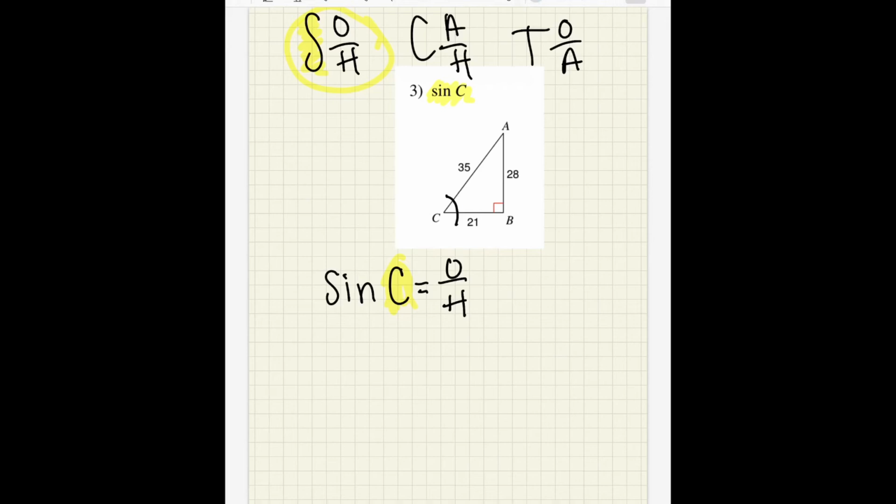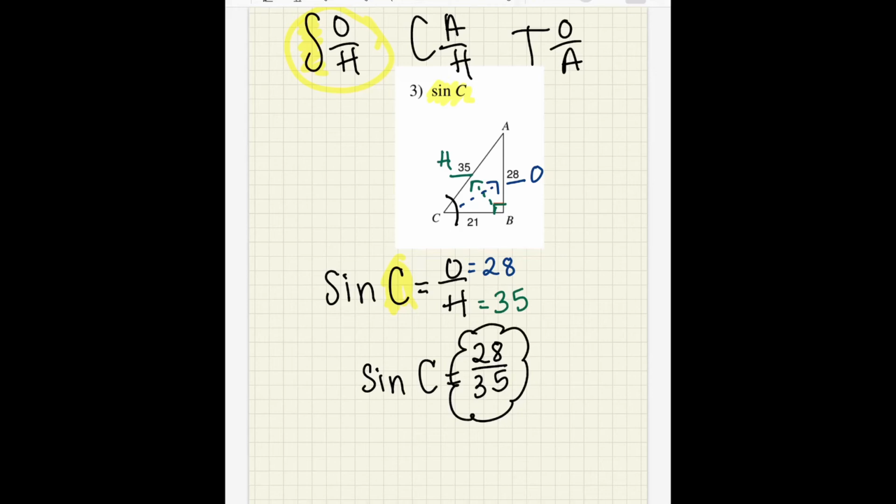The side opposite of angle C is 28, right? So this is equal to 28. And the hypotenuse, well, first identify your right angle. Your hypotenuse is the side directly across from that, which is 35. And that's it, people. The sine of C is just 28 over 35. So the difficulty in these kinds of problems is identifying which ratio you are going to use and labeling the triangle correctly.